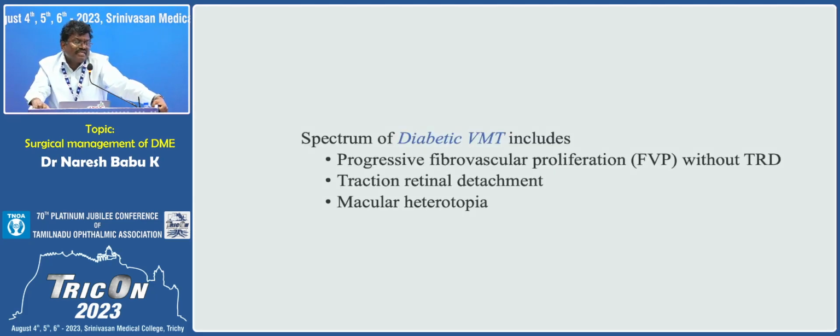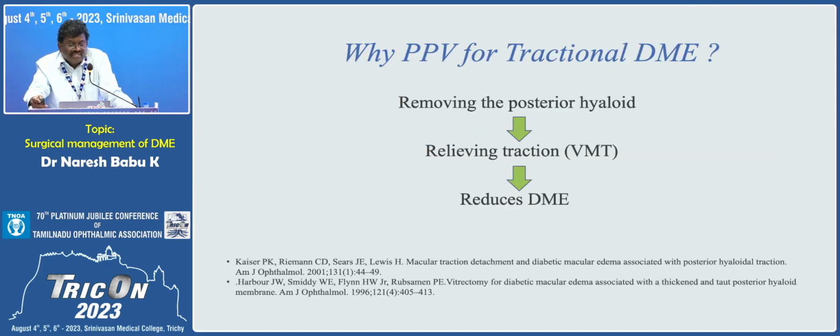Usually in case of diabetic vitreomacular traction, we have a lot of spectrum. The spectrum includes fibrovascular proliferation without tractional retinal detachment, we can have a tractional retinal detachment, and we can even have macular heterotopia. The basic problem with this is that even if we operate, most of the time they will not improve beyond 6/60, especially in the last category, because the fovea is totally out of its place because of the traction. So whenever we come across traction over the disc, don't wait, go for the surgery immediately.